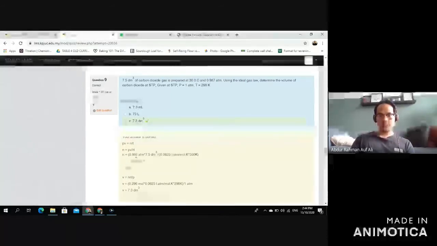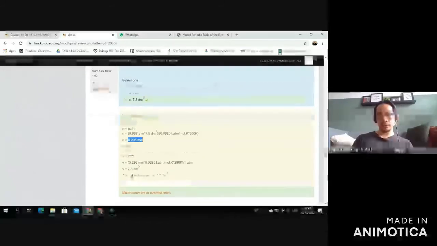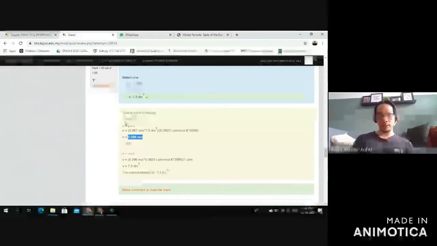So kalau kamu solve this in a calculator, kamu akan dapat bilangan mol adalah 0.296 mol. So, untuk cari volume at STP, you just gantikan this number of value untuk bilangan mol dalam PV equals to nRT. So, write down PV equals to nRT, and disebabkan kamu nak solve for volume, jadikan volume as your unknown.